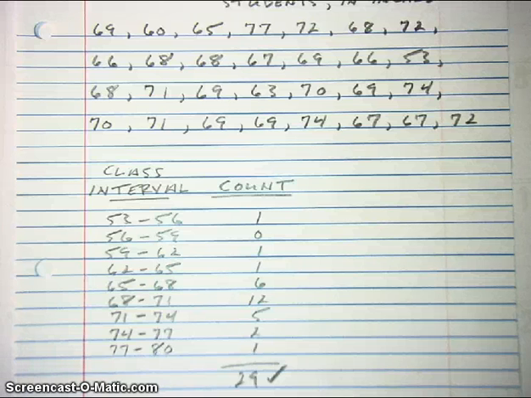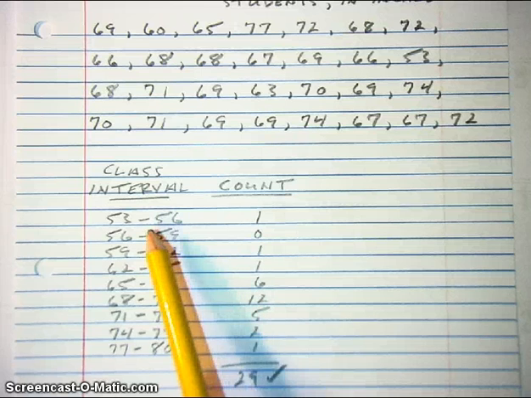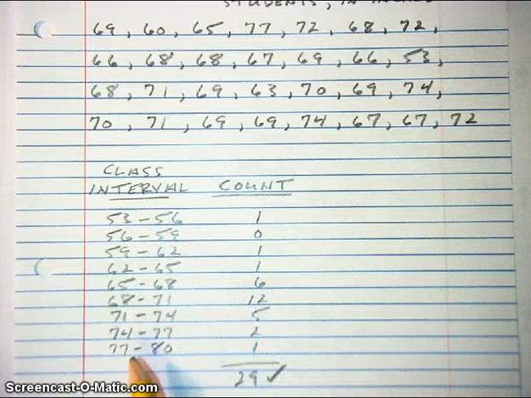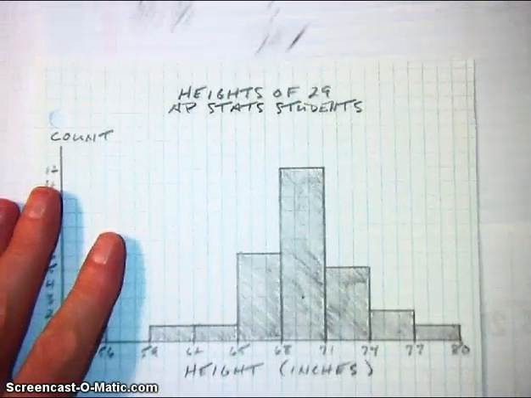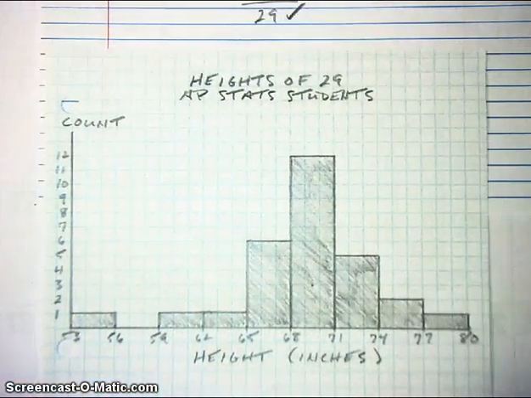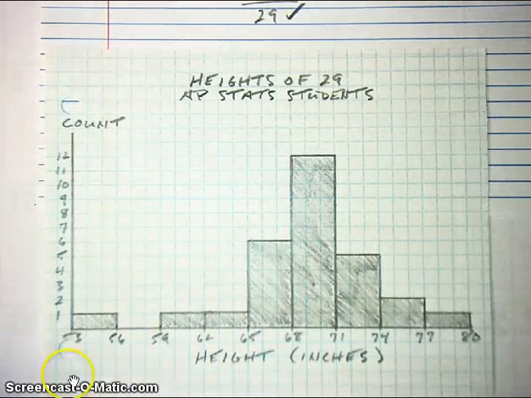Now what we're going to do is make a bar graph out of these counts. The class interval will indicate where the bar is going to be located, and then the count will indicate how tall the bar is going to be. Now when you do this graph, what you need to do, first of all, is give your graph a title that says who and what for your data.